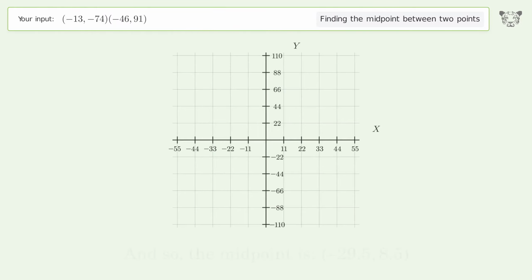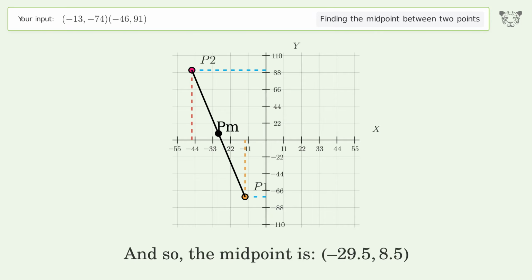And so, the midpoint is negative 29.5, 8.5.